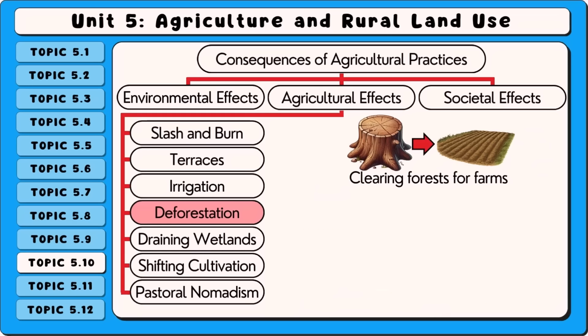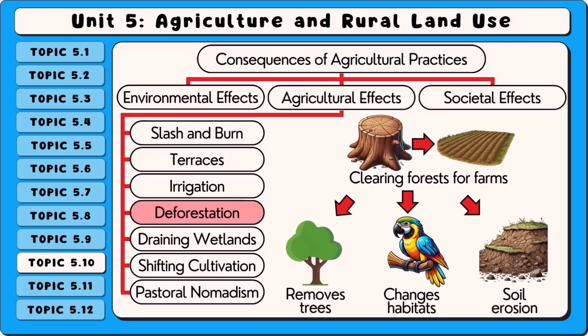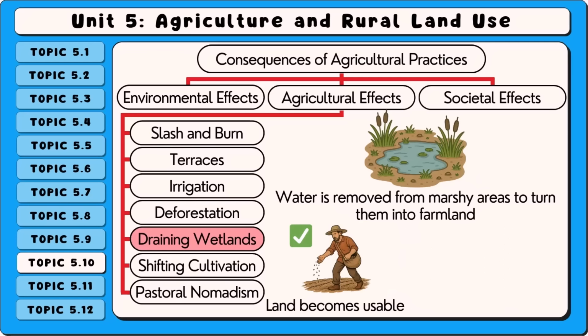land. This has a big impact because it removes trees, changes habitats, and can lead to soil erosion and climate changes in the area. Draining wetlands is when water is removed from marshy areas to turn them into farmland. This makes the land drier and usable for crops, but it also destroys important ecosystems and affects the water cycle.